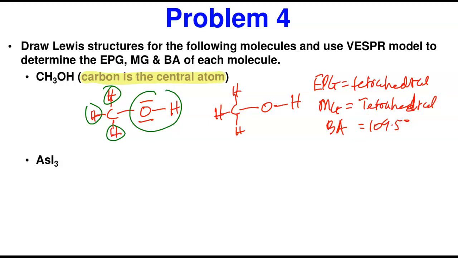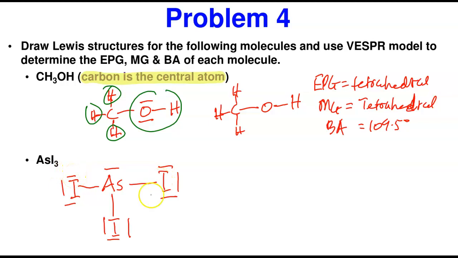Now let's look at this one, AsI3. If you draw this structure very well, you're going to get As as the central atom and iodine as the attached atoms. Remember again, before you watch this video, try to watch the video on Lewis structure and review how to draw the Lewis structure. That will help you a lot. Now, this is arsenic triiodide. If you draw it well, it's going to look this way.